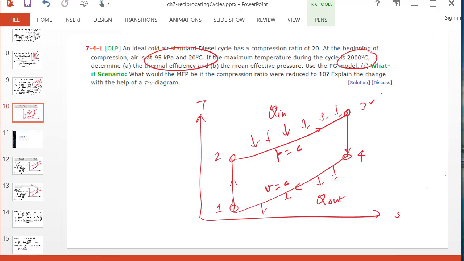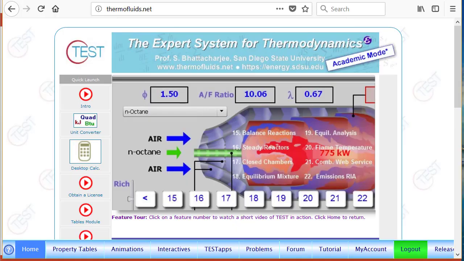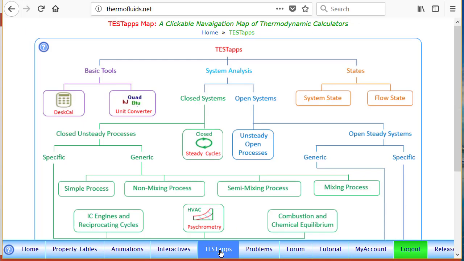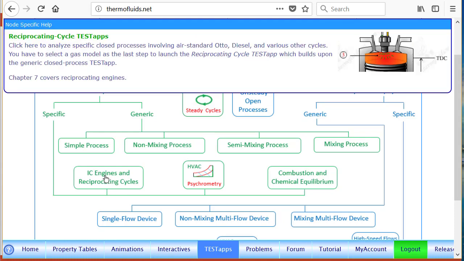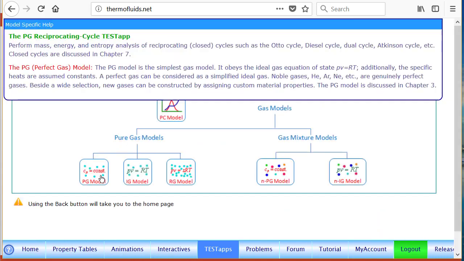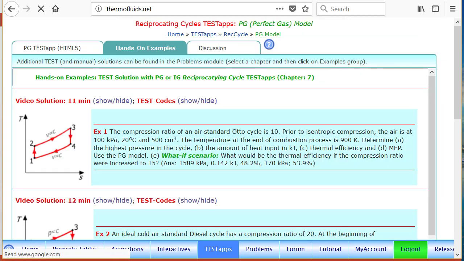And so basically we can now proceed. It is assumed that you're already logged in and familiar with the app. To solve this problem, we follow the specific IC engines and reciprocating cycle branch and click PG model to launch our gas model.